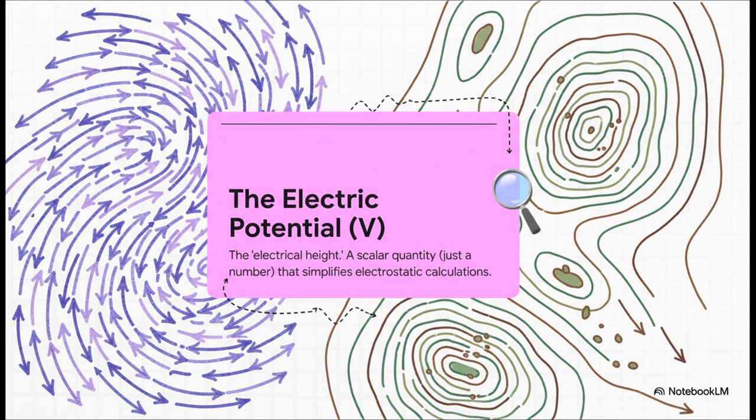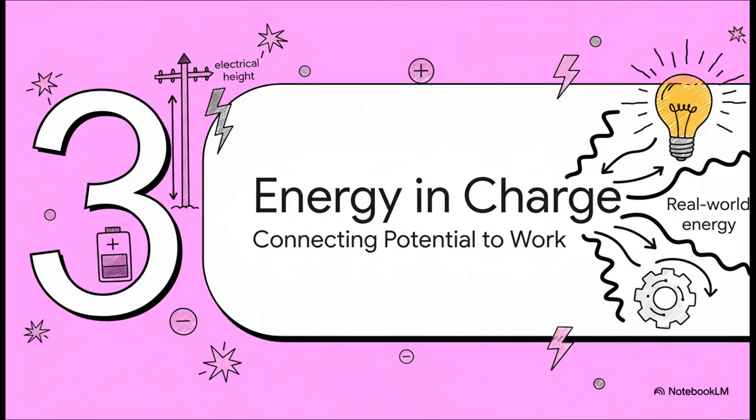So instead of a map with millions of arrows pointing every which way, we just get a map with simple numbers. It's like switching from that crazy wind map to a simple topographical map of a mountain. All you need to know is the elevation at each point, and you can figure out everything else because you know water is always going to roll downhill. It's so much easier. Okay, so if potential is this electrical height, what does that actually mean for things like energy and work in the real world? Let's connect those dots right now.